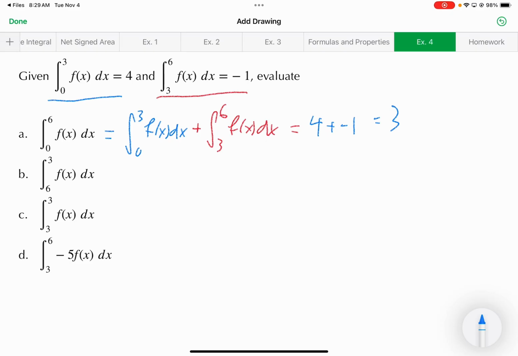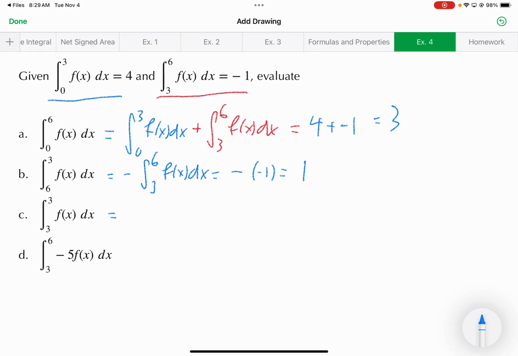Okay, what property should I use for the second one? Yeah, let's flip it, right? So toss a negative in front, and then it's going to be the integral from 3 to 6 instead of f of x dx. So that is negative times -1, which gives us +1.